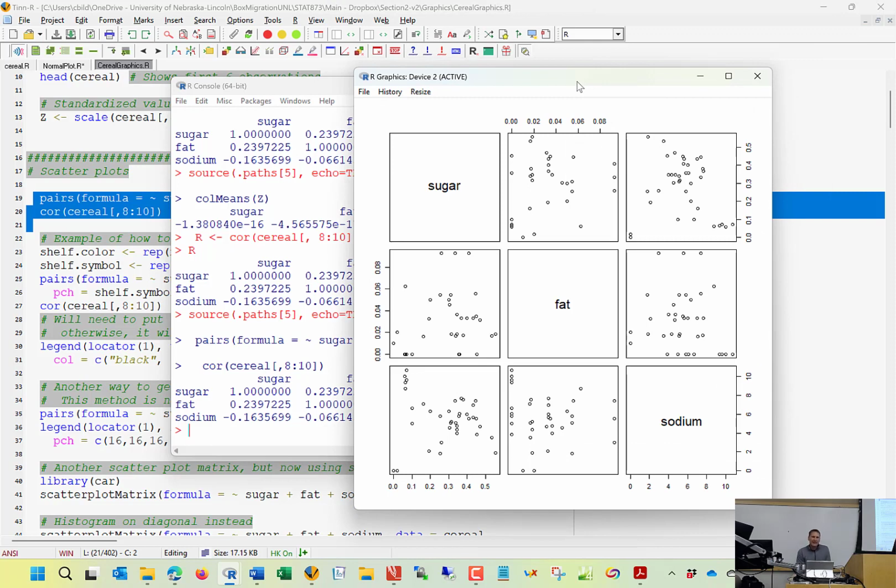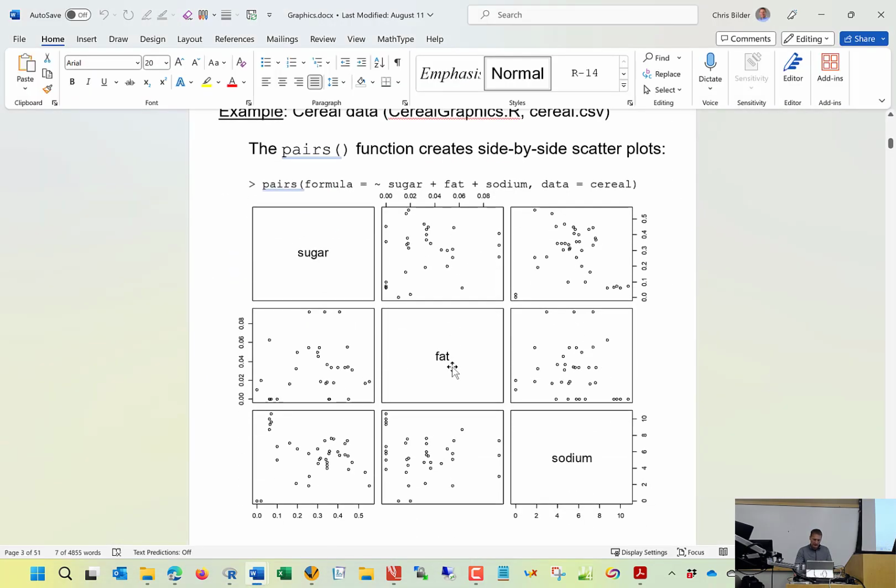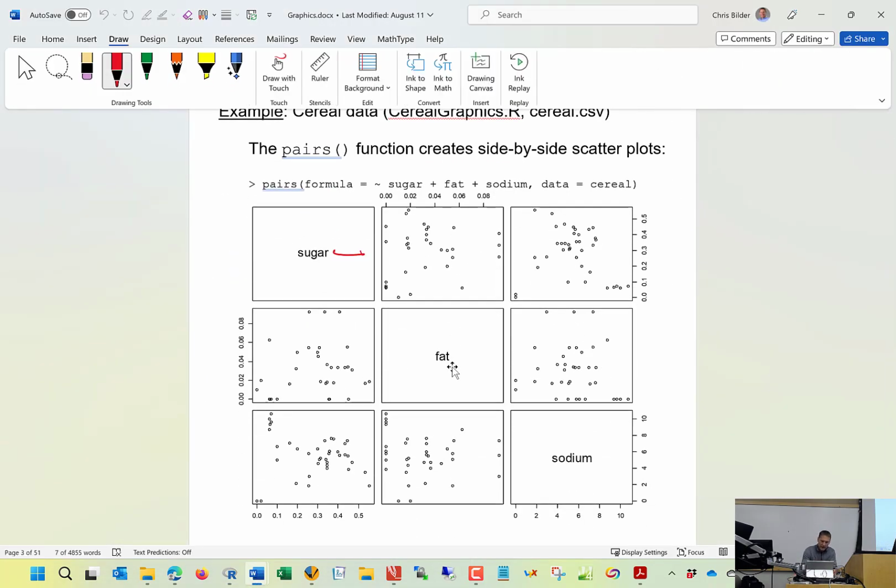And so what we see is basically a 3x3 matrix of plots. On the diagonal, you simply have labels. In the 1, 1 part of the plot, row 1, column 1, I have sugar. In 2, 2, I have fat. And if I match up, let me come back over here to Word. If I match up sugar, if I match up fat, you can see here is now the sugar and fat scatter plot. Here are the values for fat. Here are the values for sugar listed there.